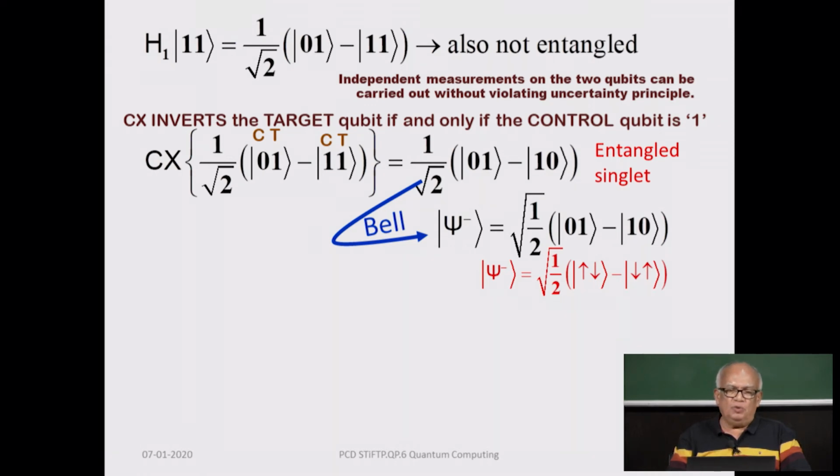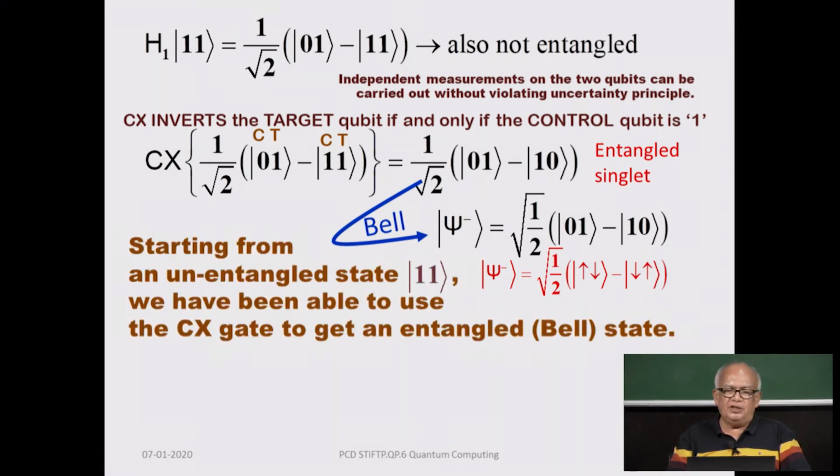So, this is what you get by this operation, and starting from an unentangled state. We started with 11 which was unentangled. We put it through a Hadamard 1 and then we put it through the control NOT, and now what you get is a Bell state. Okay.